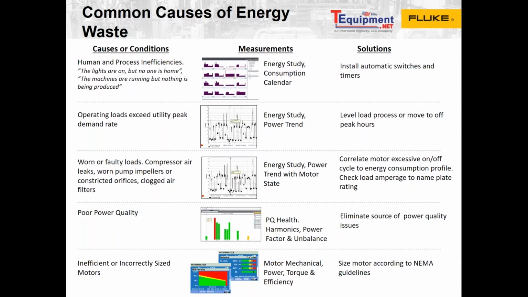And poor power quality can also cause energy waste. Things like harmonics, power factor, and unbalance are qualitative characteristics of power quality, so using the right instrument can help you figure out how to eliminate these issues. And then finally, incorrectly sized motors or inefficient aged motors can cause energy waste. There are instruments that will help you size your motor properly. There is an instrument that will also provide electrical power analysis as well as motor mechanical power, torque, and efficiency all in one. And you can also see the size of your motor and derate it per the NEMA derating guidelines.